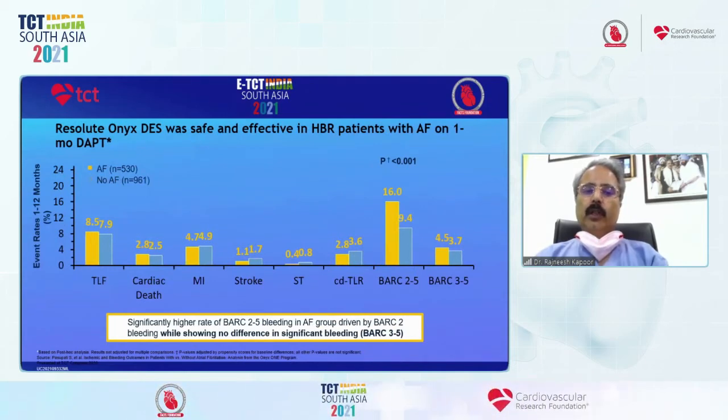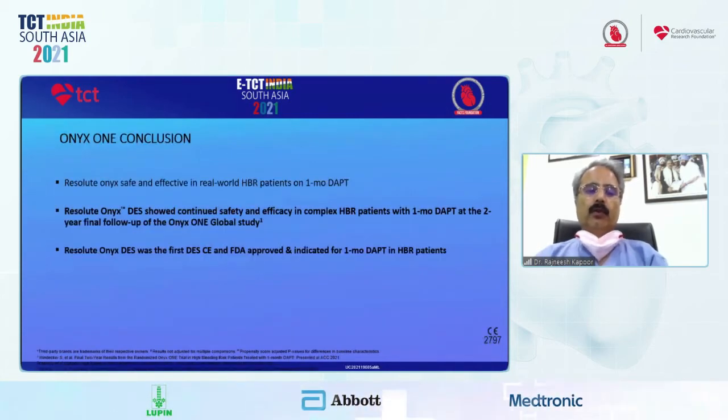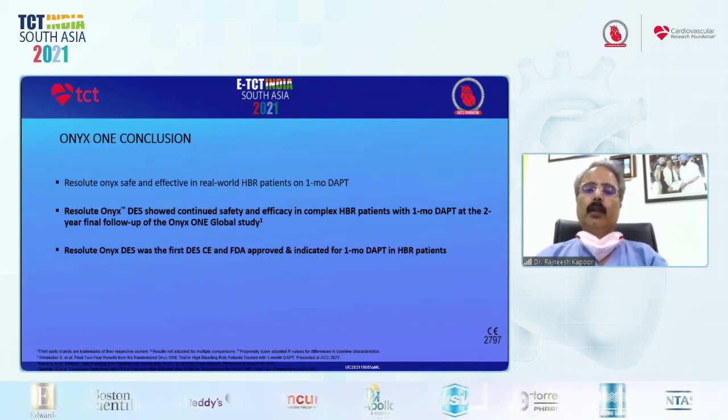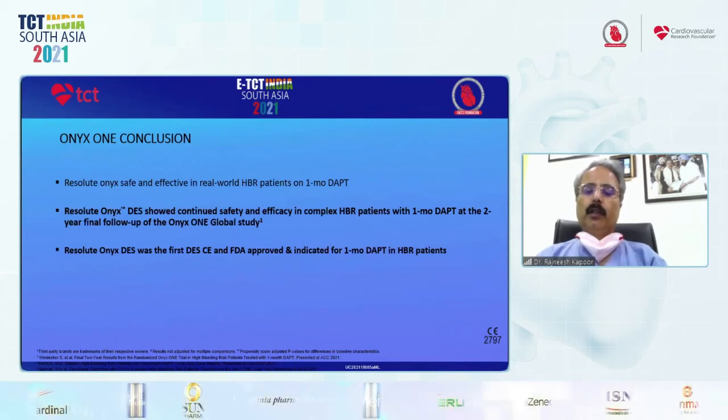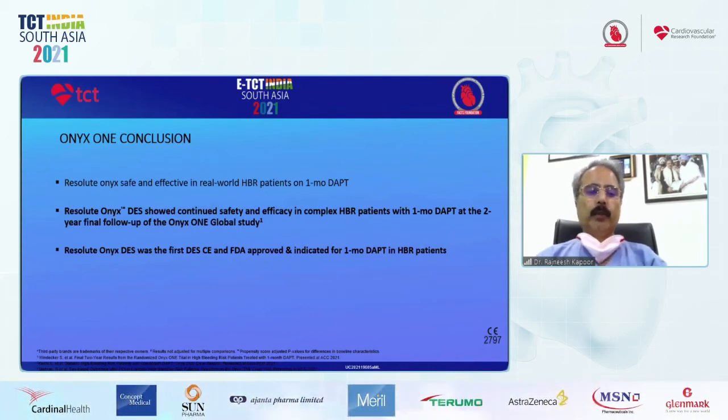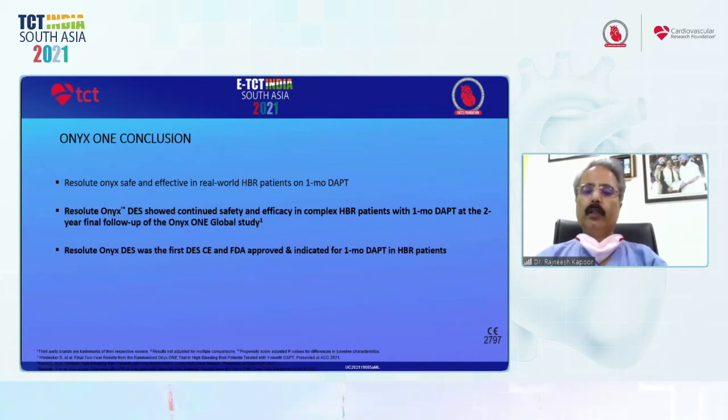Resolute Onyx drug-eluting stent was again safe and effective in high bleeding risk patients with atrial fibrillation on 1 month DAPT. So it concluded that Onyx is a safe and effective real world choice of stent in high bleeding risk patients on 1 month DAPT, and after 1 month, the DAPT can be switched over to single antiplatelet. The Resolute Onyx showed a continued safety and efficacy in complex high bleeding risk patients with a good follow-up even at 2 years. So these results were maintained even at 2 years.